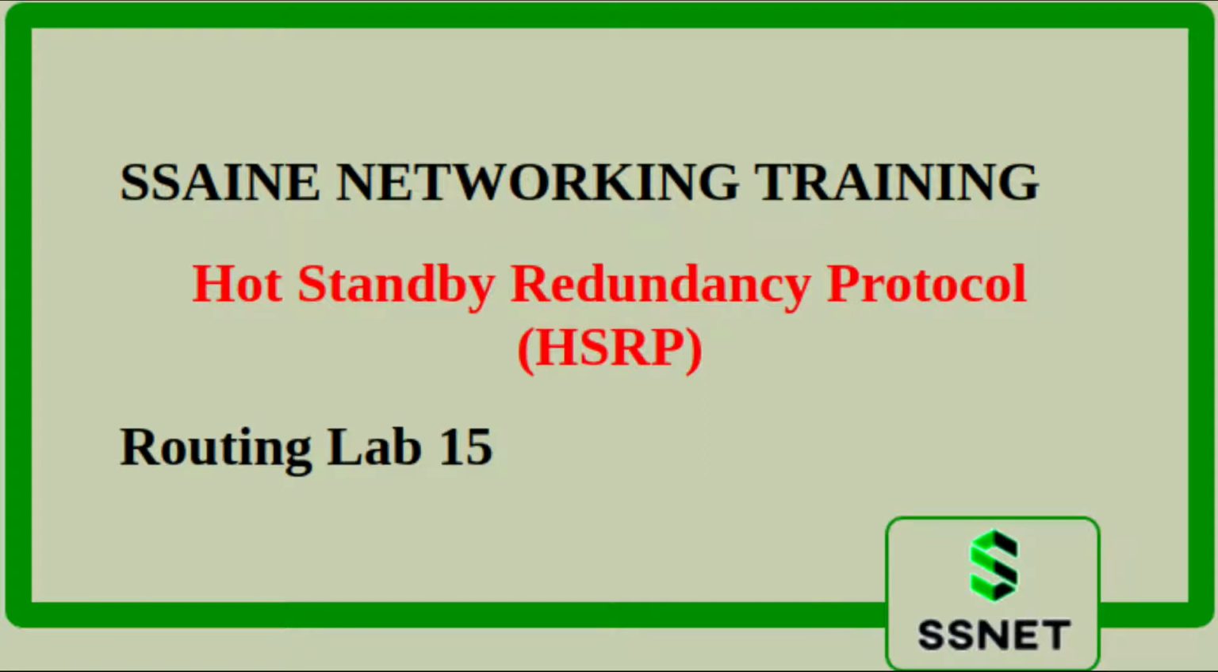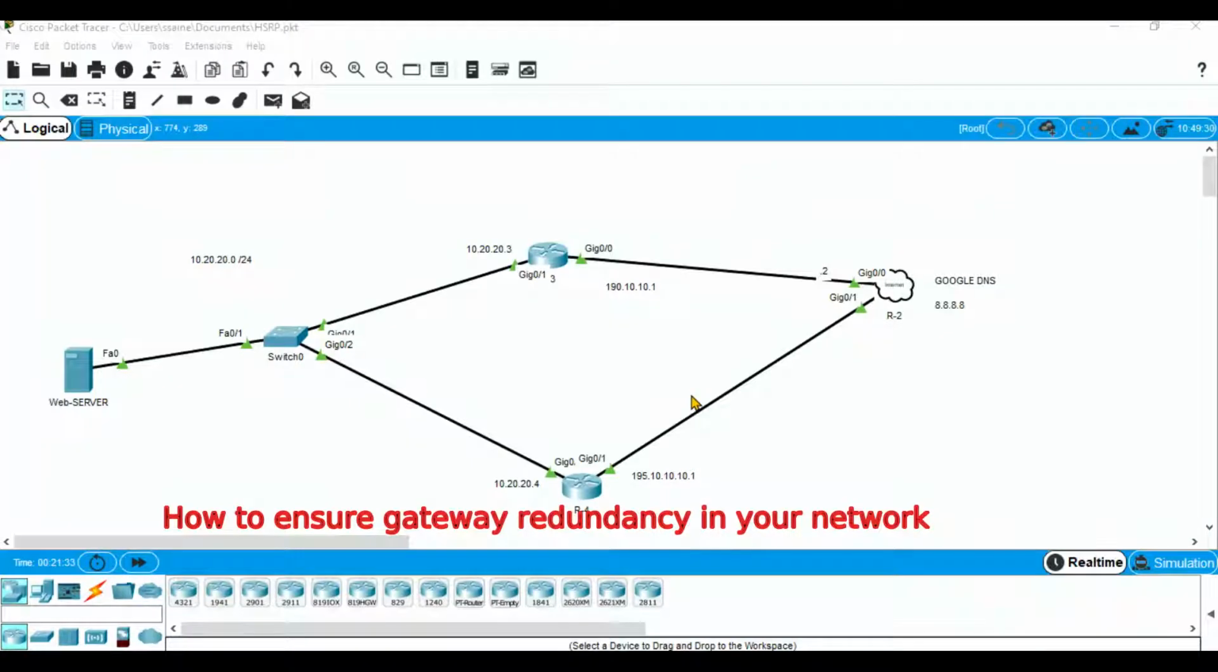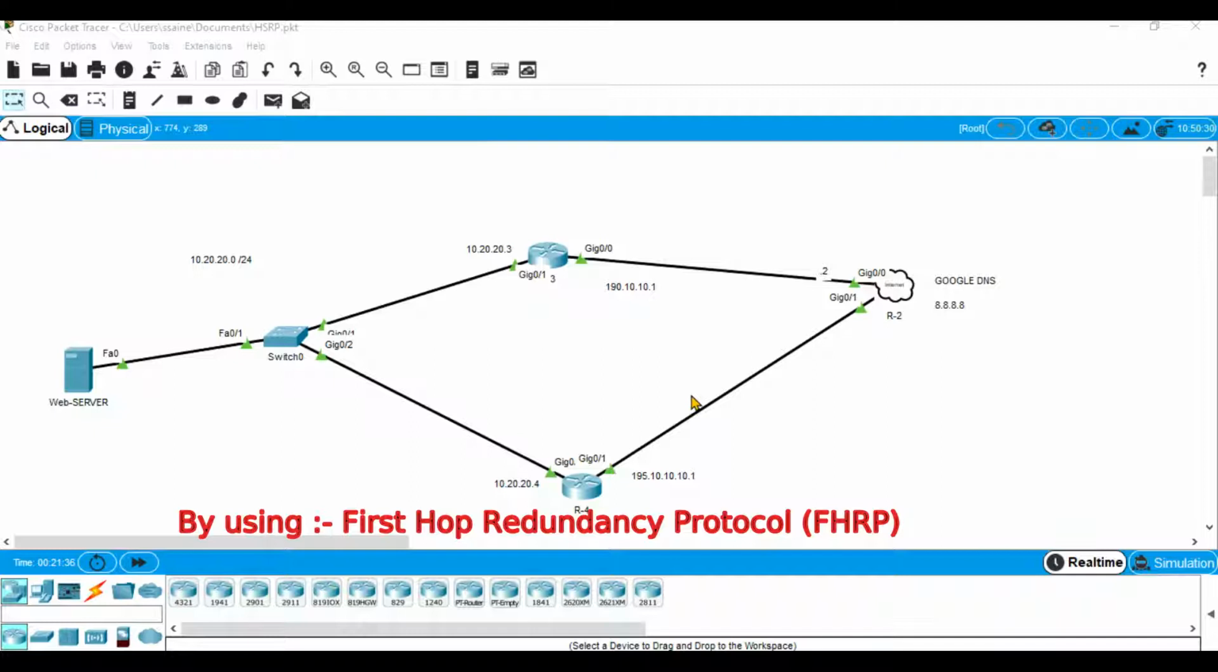Welcome to another episode. In this video, we will show you how you can install a redundancy gateway in your network using the first hop redundancy protocol with the HSRP, which is the Hot Standby Redundancy Protocol, a Cisco proprietary protocol.